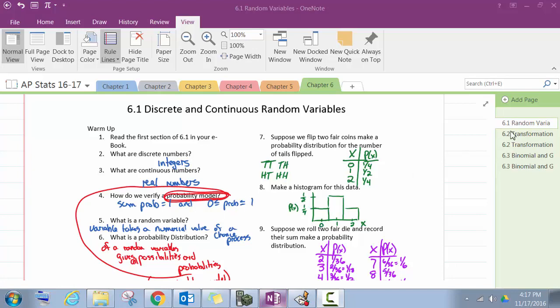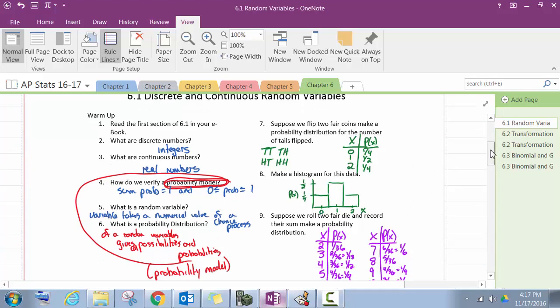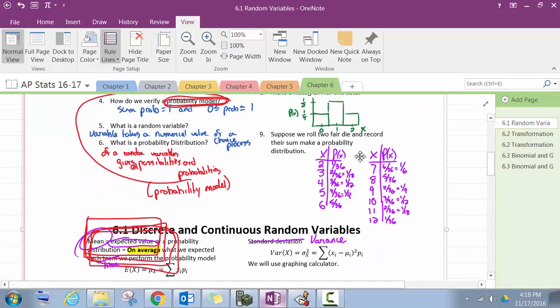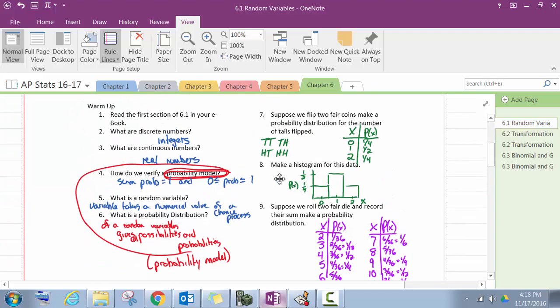What is a random variable? This is very important. You need to know this. A random variable is a variable that takes a numerical value of a chance process. So it's a variable that's a number of a chance process, a probability thing. What is a probability distribution of a random variable? It gives all possibilities and the probabilities of them. It's like a probability model, same type of thing, but it's for random variables.